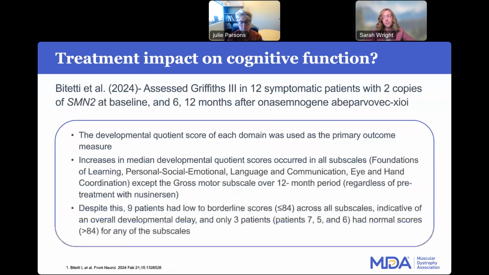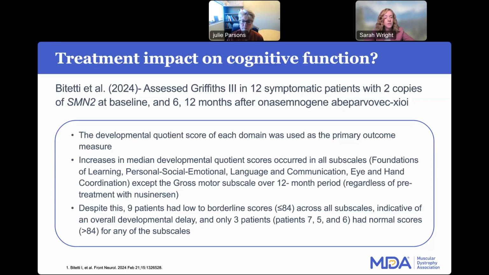Next slide. And then there's one other group that actually looked at a different scale called the Griffiths. The Griffiths covers multiple different domains, looking at 5 subscales: foundations of learning, language and communication, eye and hand coordination, personal, social, emotional skills, and gross motor function. They looked at this in 12 patients who had 2 copies of SMN2, the more severe phenotype, following treatment with onasemnogene abeparvovec, at 6 and 12 months.